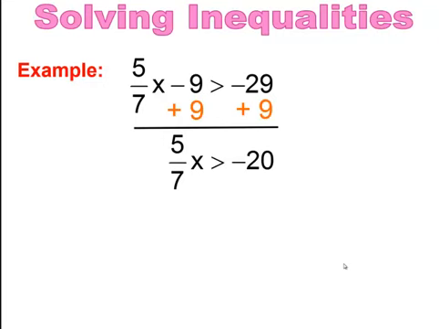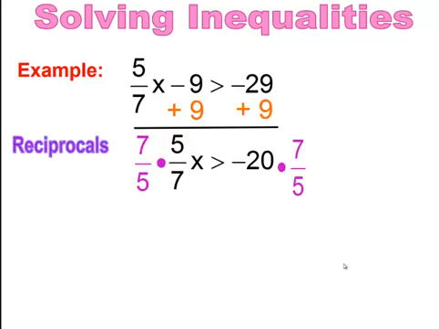Now remember, when you have a fraction attached to a variable and you want that variable to have a coefficient of 1, you need to multiply by the reciprocal to get the coefficient of 1. And remember, whatever you do to one side of the inequality, you have to do to the other. So I'm multiplying both sides by the reciprocal of 5/7, which is 7/5, and then you're going to have a whole number times a fraction, so you're going to want to put that whole number over 1. Now you simplify, and you're going to multiply across.